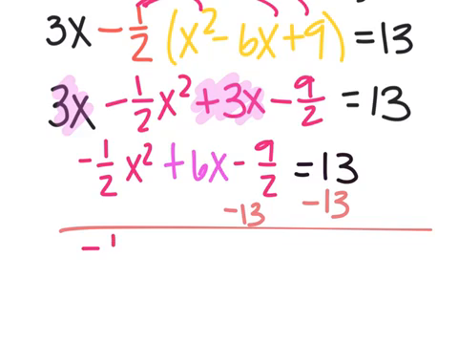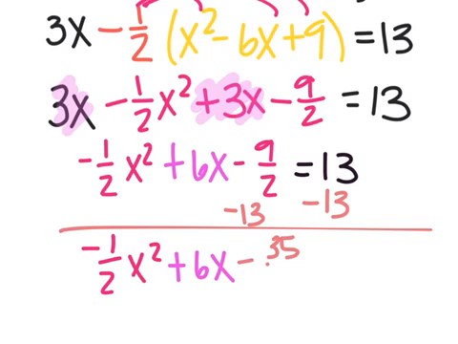So I have negative 1/2 x squared plus 6x, negative 9 over 2 minus 13, negative 17.5, negative 35 over 2. And then it now equals what? 0. Yes. And if I have a problem that equals 0, what can I do with that? Quadratic formula. It's a quadratic equation. I know, right?